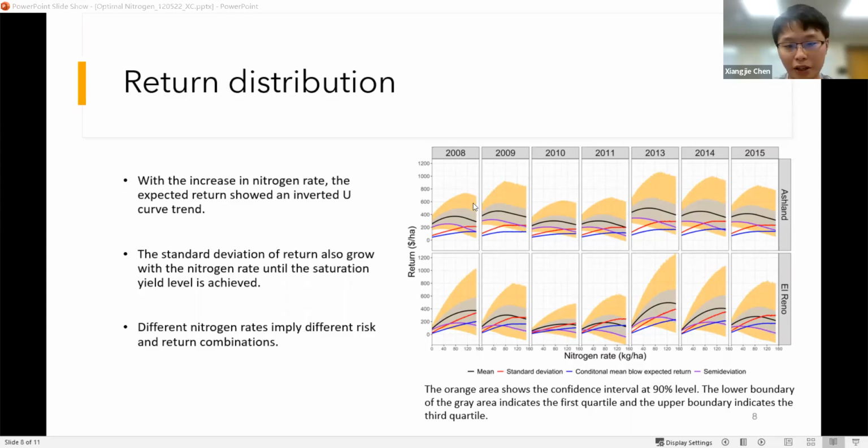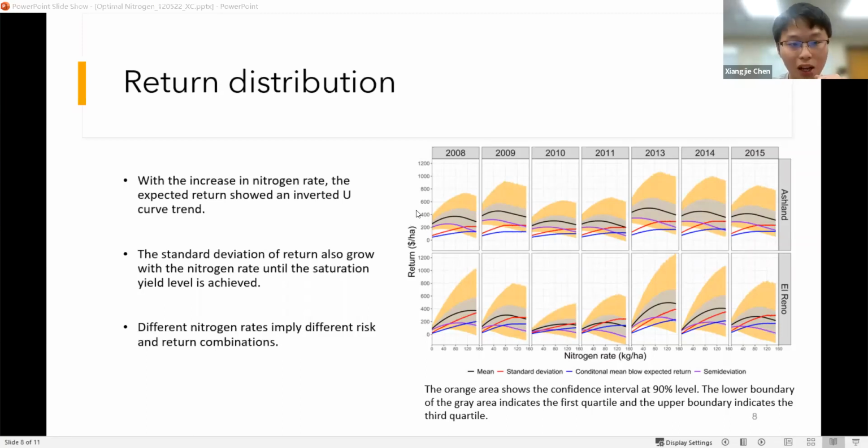Yeah, like this, the orange area also shows a confidence interval at the 90% level. And the black line shows the expected return at each nitrogen rate, or the mean of return, and the red line is the standard deviation of return. The green line is the conditional mean below the expected return, and the purple line is the semi-deviation.